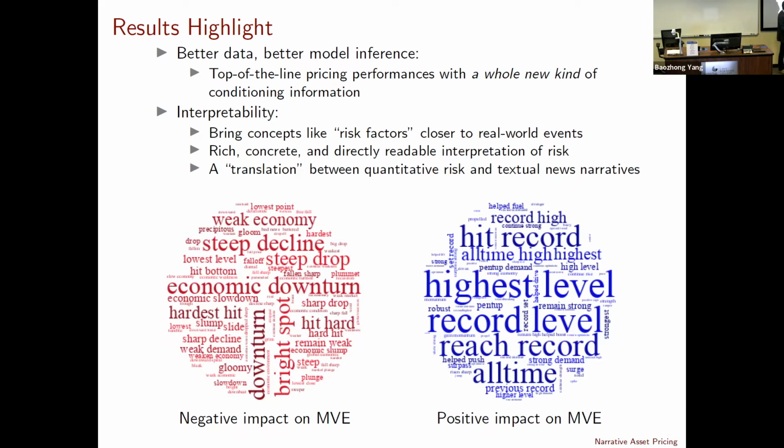So essentially this is like an impulse response on the pricing kernel, the mean variance efficient factor. If I read this word, I think there is a positive shock to the MVE. If I read these words, I think there is a negative impulse response to the MVE. So this is a representation of the pricing kernel. Of course, this is at the word level. Later, I will also show you at the article level or at the narrative level.